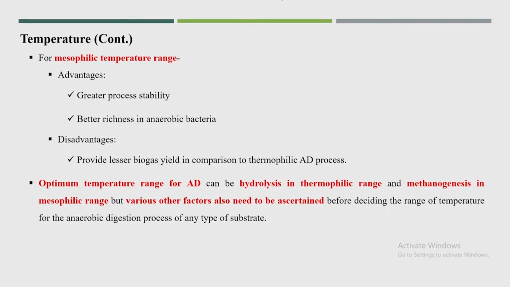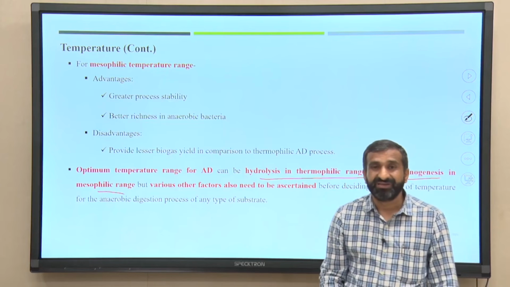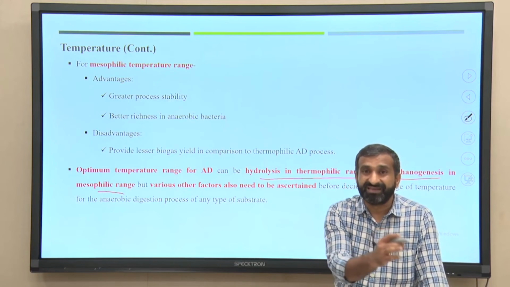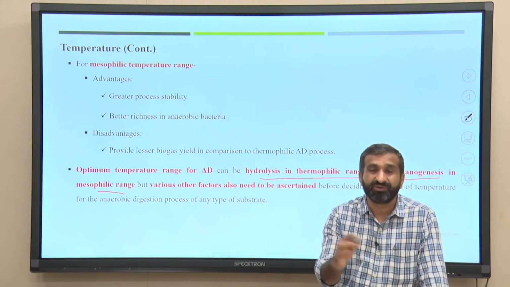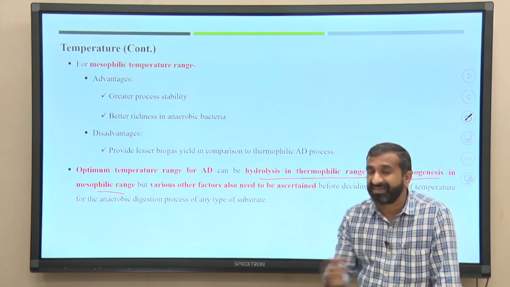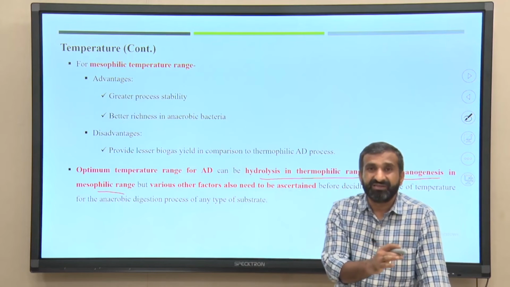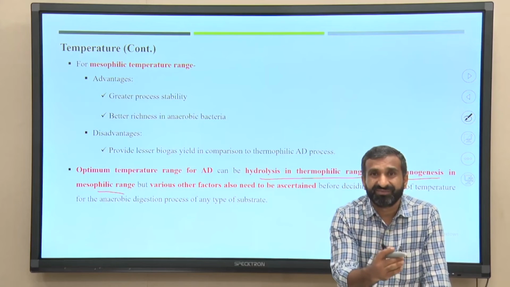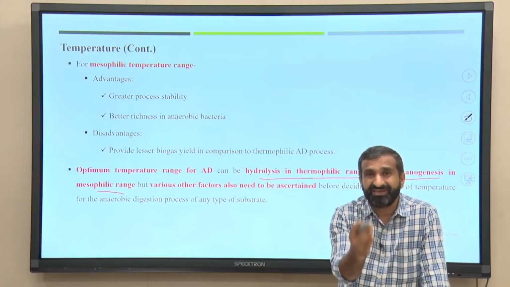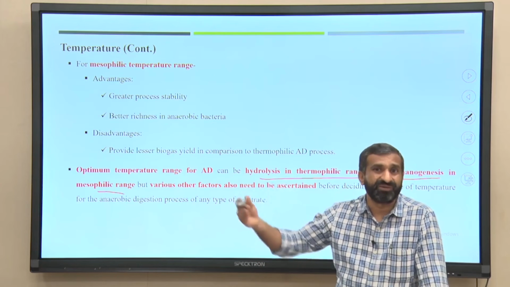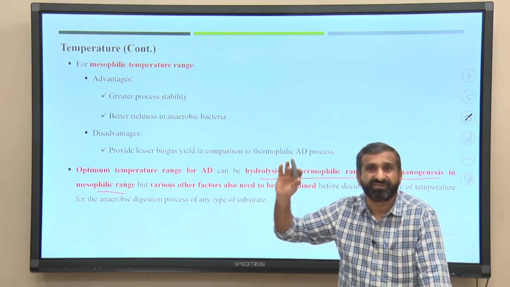So, here it is explaining that the hydrolysis could be done at the thermophilic range and the methanogenesis in the mesophilic range. Many times, like I explained about mechanical grinding, that is a hydrolysis or pretreatment process. In this case, what is suggested is to increase the temperature for the hydrolysis process, followed by the anaerobic digestion process at mesophilic temperature only.